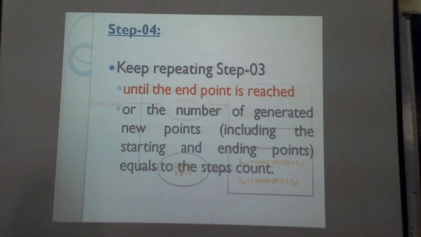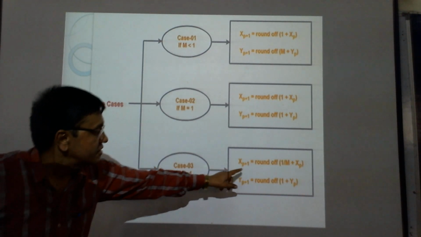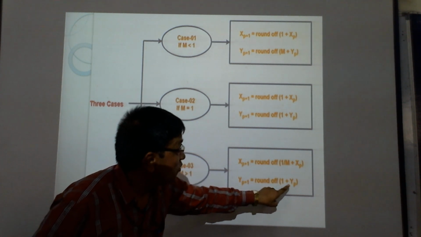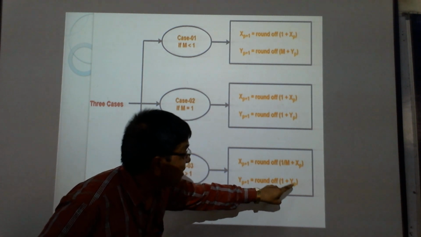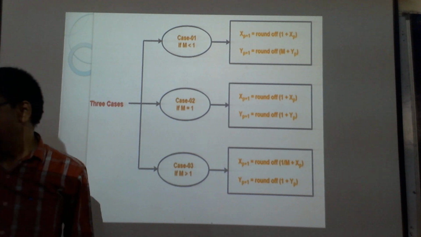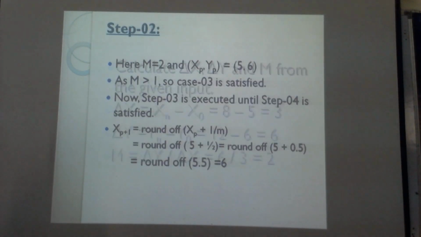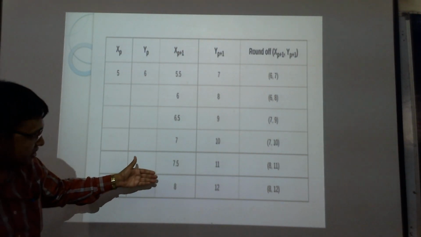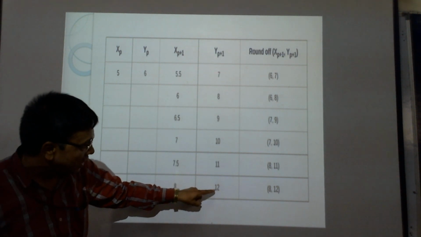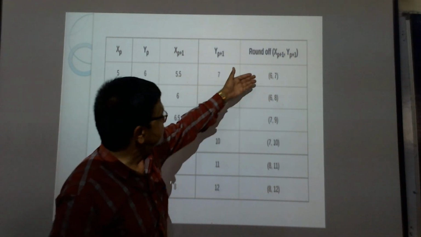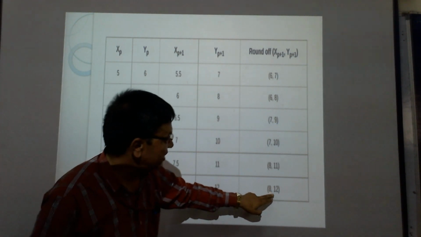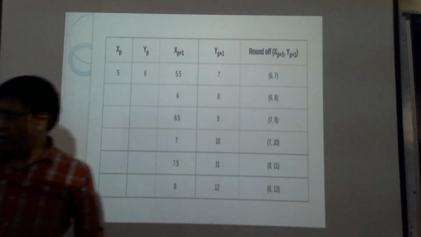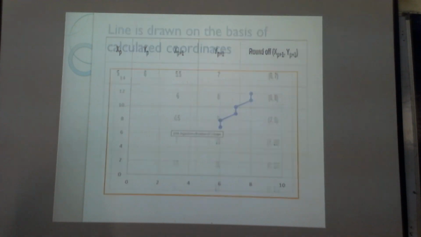In this case we are using this third case. See, in the third case, round off 1 upon m plus xp and 1 plus yp. It means we are adding 1 in yp, and we are adding 1 upon m in xp. This we are doing here. So we come back to this and repeat the steps until yp plus 1 reaches 12. So these are the coordinates: the initial coordinates, the ending coordinates, and the intermediate coordinates. Using these coordinates we can draw a line on screen using a program.